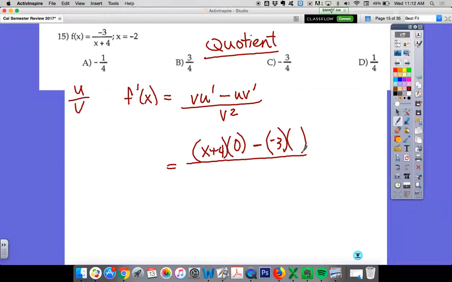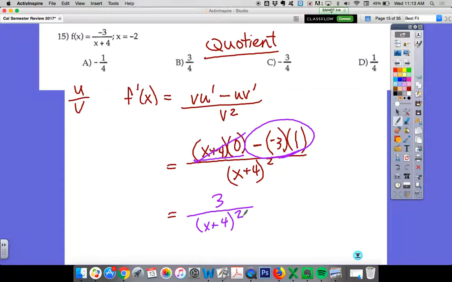Then we've got the top times the derivative of the bottom, which is just 1. And then we take the bottom, package them up, and square it. So that is our derivative. Now, what happens with this first set? It goes out because of that 0. So we just have the second set. We need to clean that up. I've got positive 3 over x plus 4 squared. Okay, so we finally got it clean.